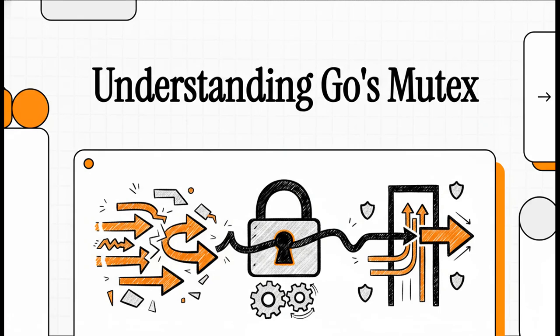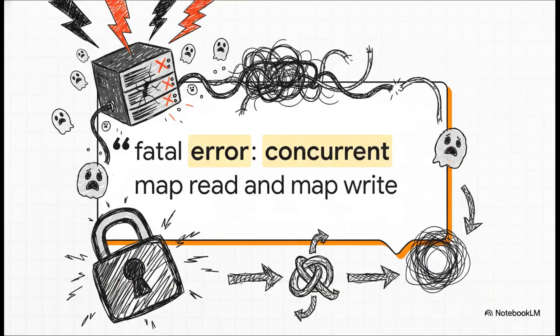All right, if you're writing any kind of concurrent code in Go, you really need to listen up. This is, and I'm not exaggerating, one of the most common and dangerous traps you can fall into. So let's get right into it.